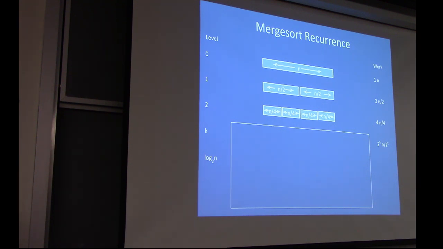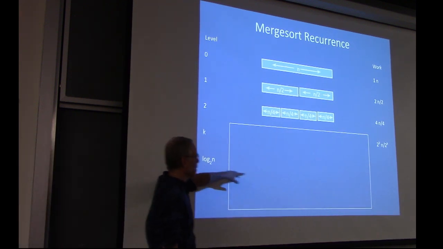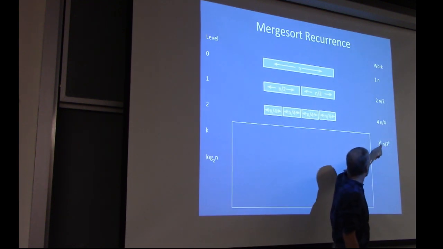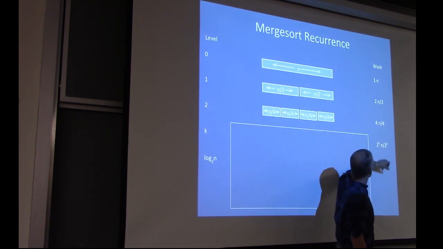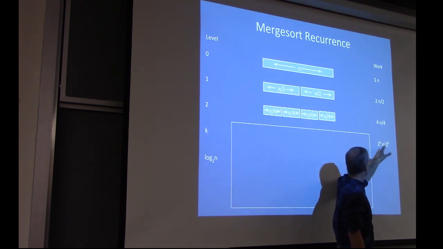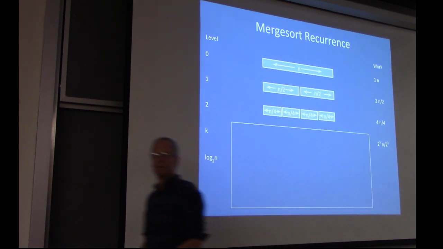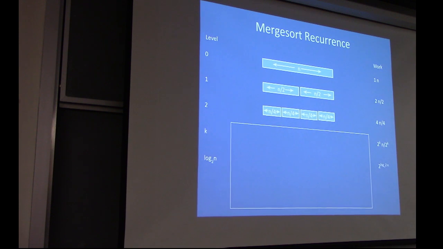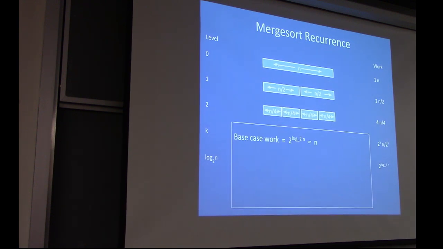We get down to the very bottom level. How much work is done for all the base cases? This is the lowest level, log 2 n. If we plug log 2 n in here, what do we get? 2 to the log 2 n, which is n. So it's n times n divided by n. So the base case work is linear.